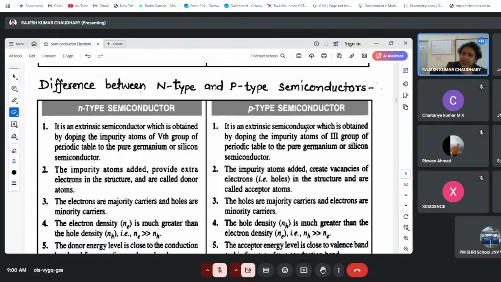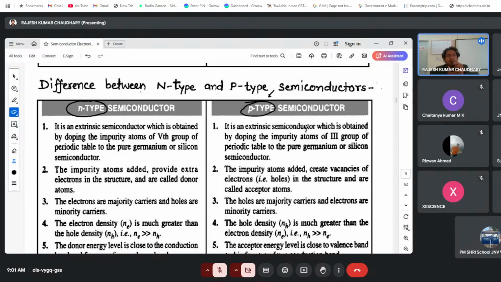See, in p-type semiconductor, they can accept electrons. Why? Because they have a vacancy of electron. That's why p-type semiconductor is sometimes also called acceptor type semiconductor. And because in n-type semiconductor there is an excess of electron, that's why it is sometimes also called donor type semiconductor.